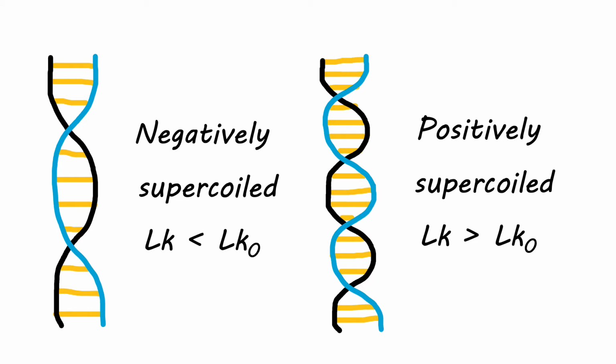Only really organisms which live at high temperatures, called thermophiles, have positively supercoiled DNA. This is because overwound DNA is less likely to denature due to the tight structure.